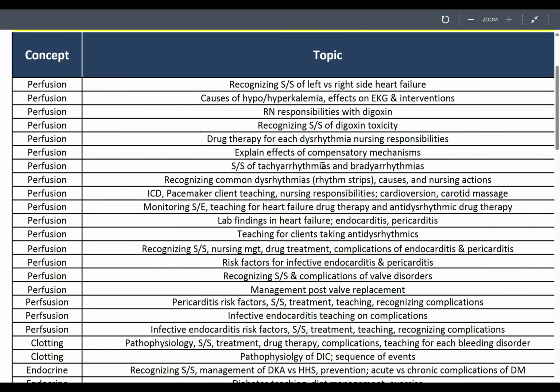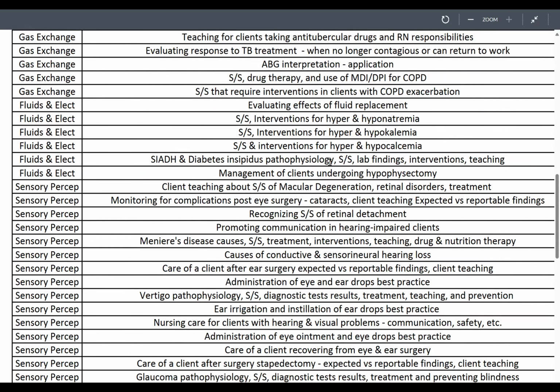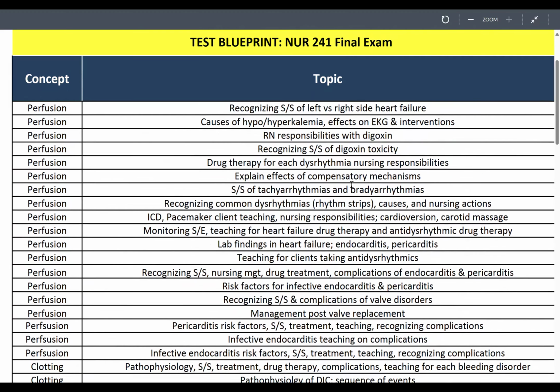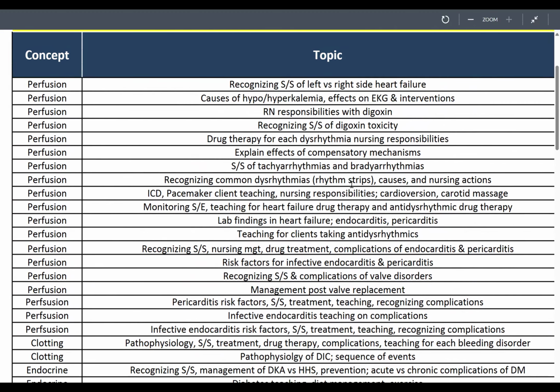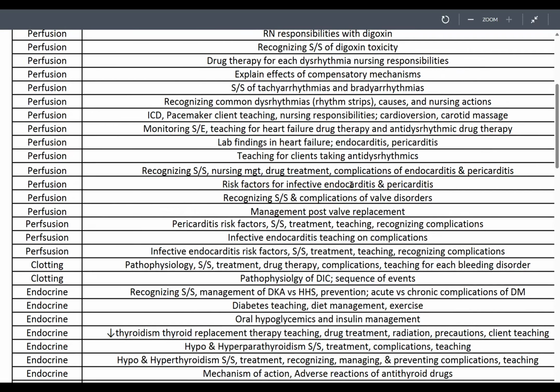Well, it's evenly distributed. Just know though that the three new topics, seizures, eye and ear, and gout, will have around 30 questions. Maybe 35, because there are many medications. So 35 alone for those topics. That means 65 will be distributed among the other topics, between the cardiac, which includes heart failure, dysrhythmias, then the valve disorders, endocarditis and pericarditis.